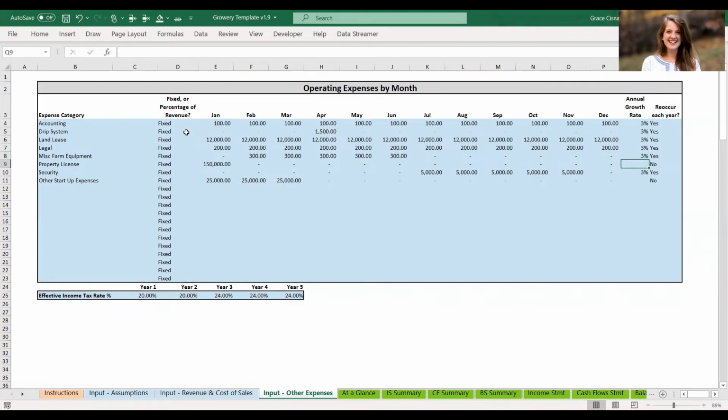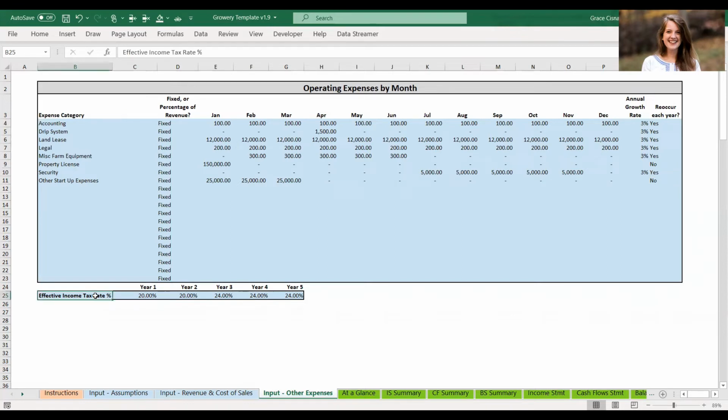Now, some expenses might not happen every year. So we've got this example here, the property license. Perhaps that's a 5-year or 10-year property license. So you don't want that showing up on your income statement every year. So you pay that for the first time in January, and then we put no here, and that doesn't reoccur each year. So I'll show you that that doesn't show up on the financial statements every year. It just shows up on the first year. Another example would be startup expenses. So whatever it takes, closing deals, signing contracts, all those sort of startup expenses won't occur every year. And so we put no for that. But the rest of them will reoccur each year.